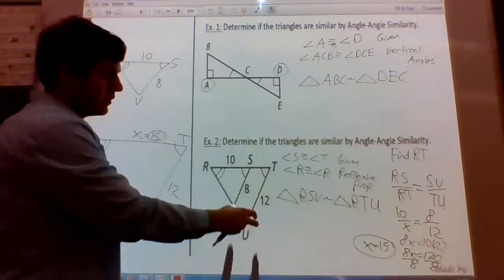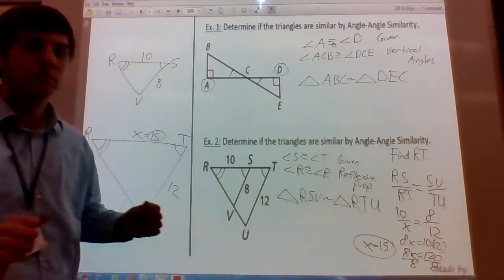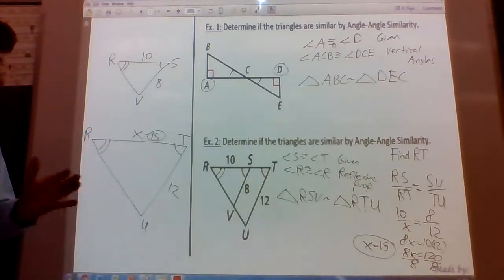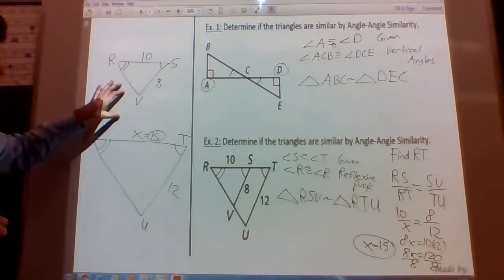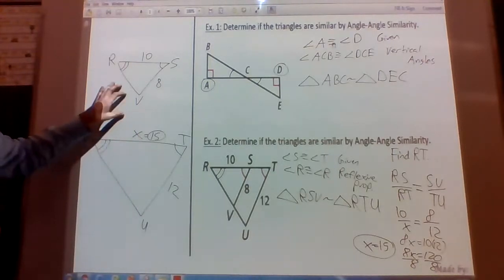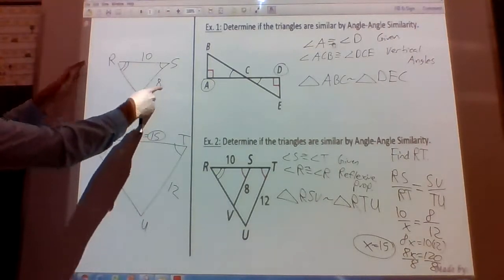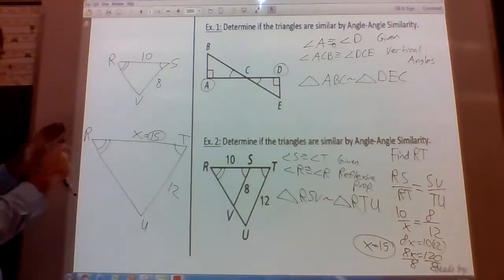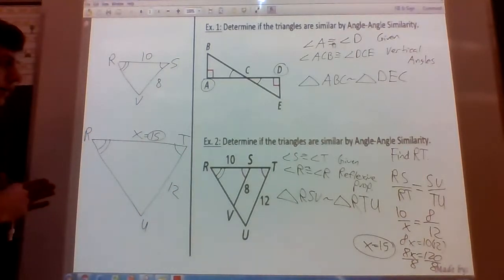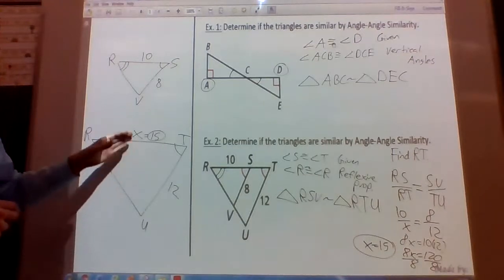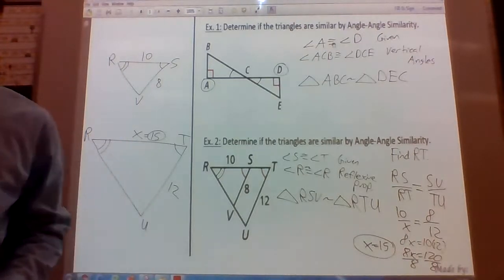If you can see it visually from these triangles, that's great. Awesome. But I would highly suggest redrawing the triangles lined up so that you can see which sides correspond to which sides, which angles correspond to which angles. It will help you out tremendously when the problems get more complicated.